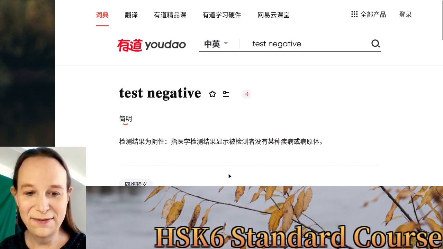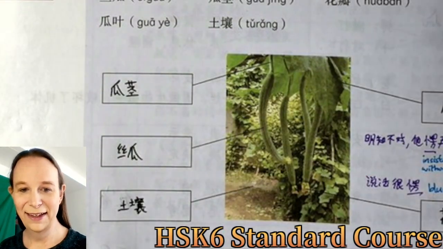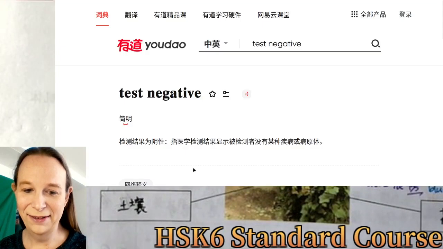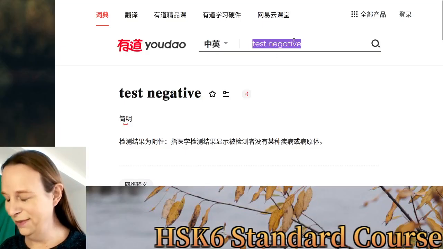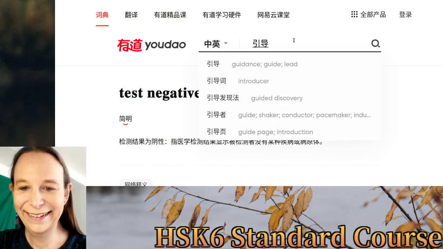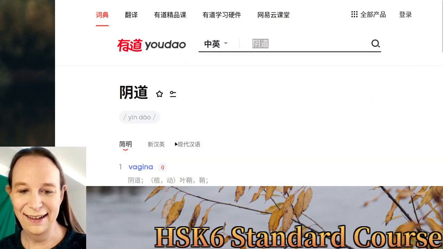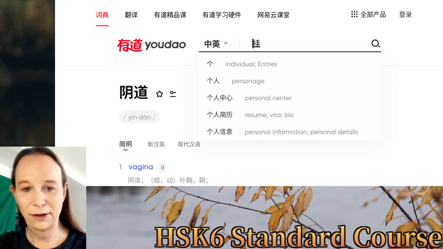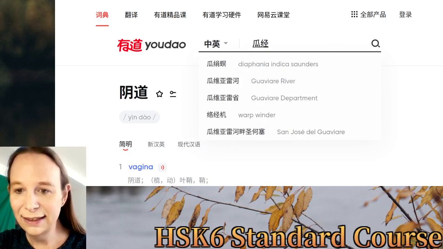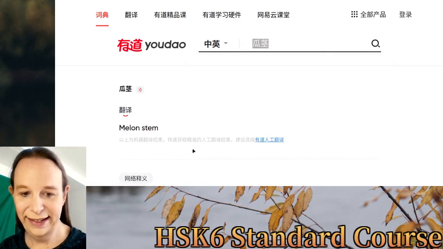Anyway, so I just wanted to mention the existence of yinjing because you need to know that word, but I don't want to get too far down that rabbit hole. The other one is yindao. I want to just point out that these words exist. We need to know them, but let's move on to something else. Gua jing, gua. Yeah, all right, gua jing. So it seems, stem.